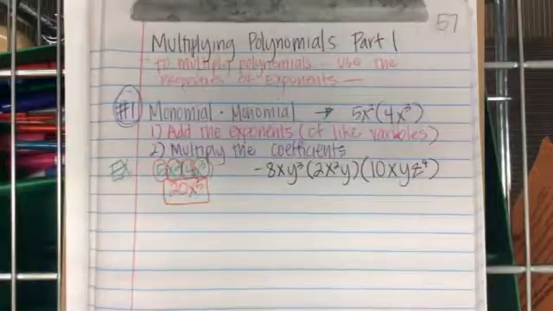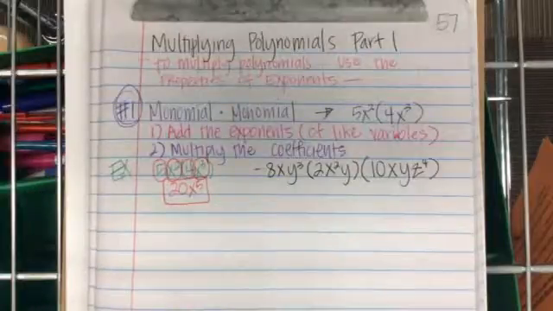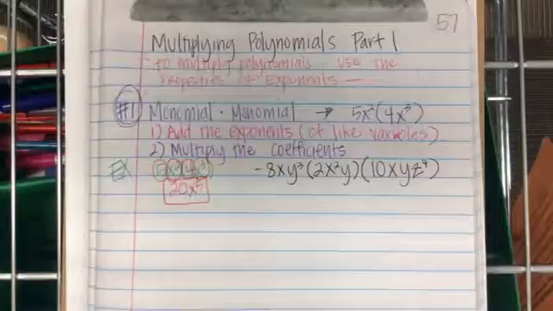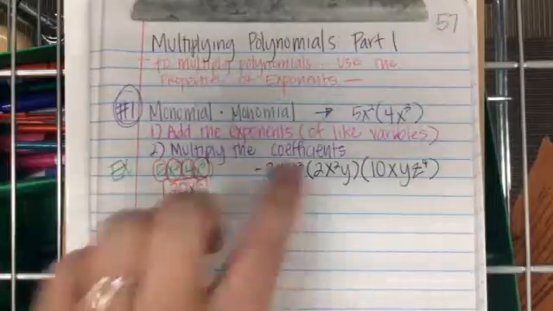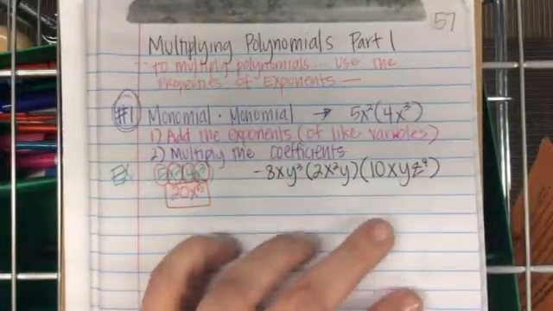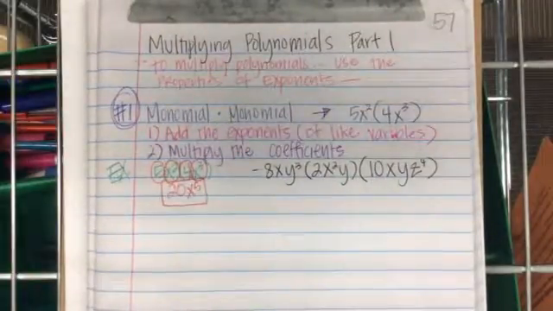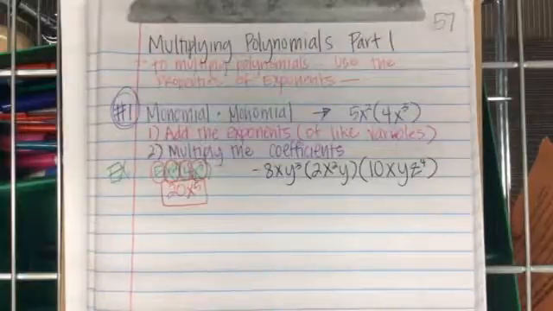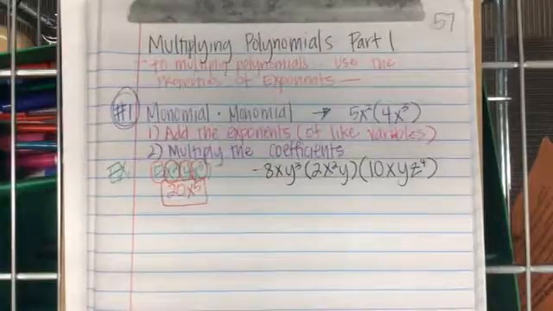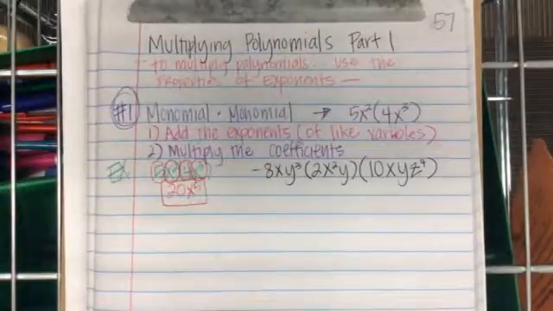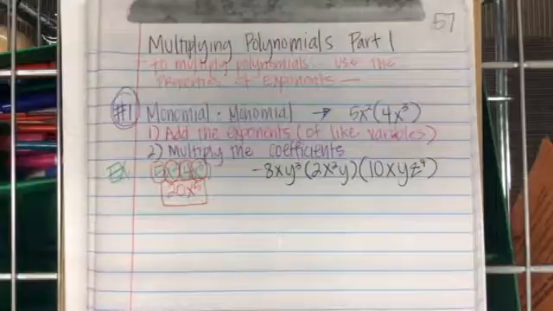Negative 8xy to the 3rd times 2x squared y times 10xyz to the 4th. So again, they're all monomials, correct? Monomial times monomial times monomial. We're going to have one answer. There are no addition signs or minus signs in our problem. There can be a negative, but we're not affecting the answer by adding or subtracting.